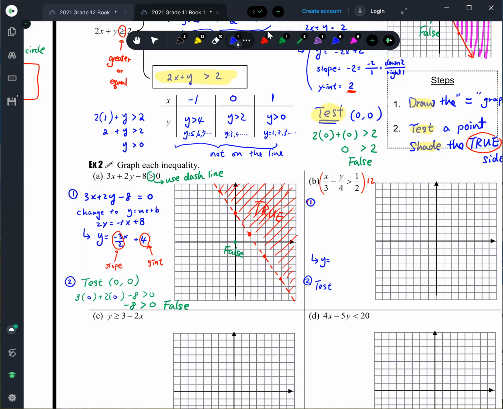Okay, after you multiply by 12, you should have 4x minus 3y equal to 6. Remember, we start by changing into equal. Pretend it's equal for now. But when you are testing, you have to plug it into the question, okay?